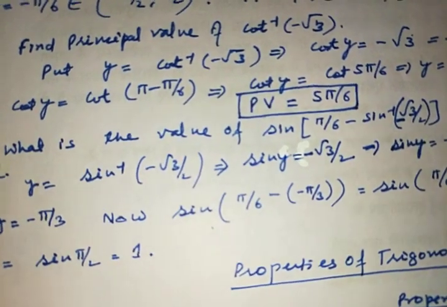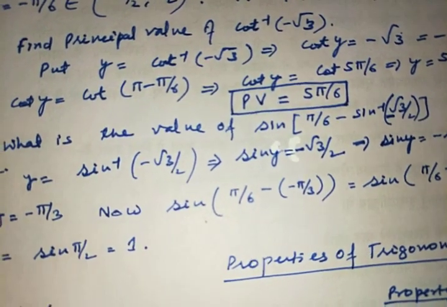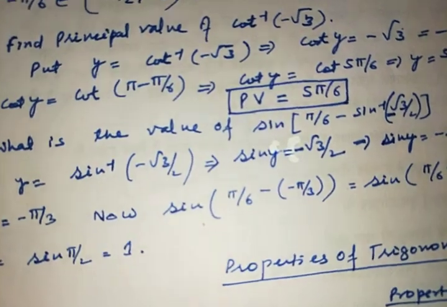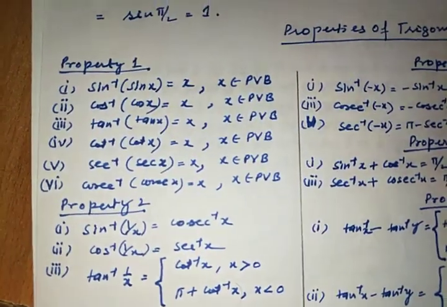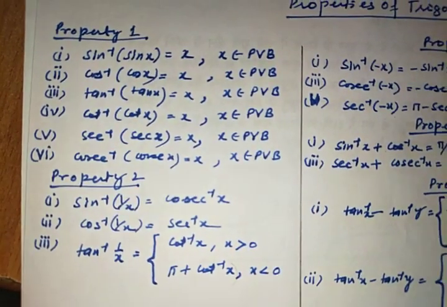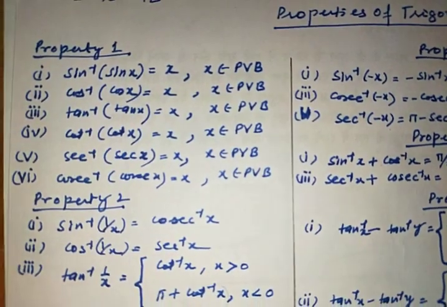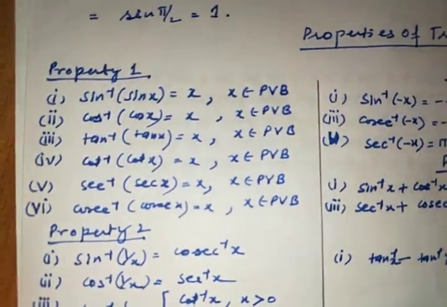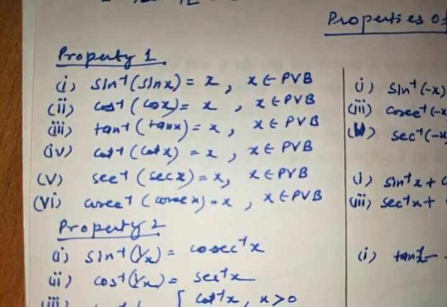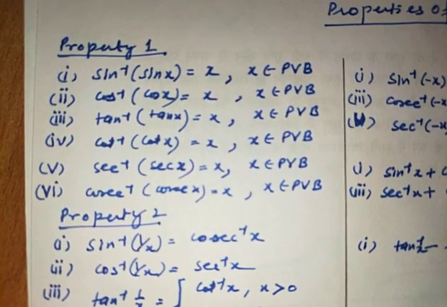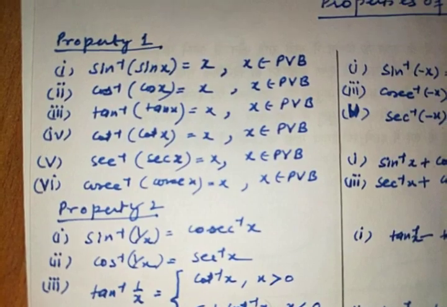Now children, I want to tell you certain properties of inverse trigonometric functions. These properties will be helpful while you solve other problems. So have a look at these properties. Please note these properties in your notebooks and learn them properly. Property 1 is sin inverse of sin x is equal to x, where x belongs to principal value branch. Similarly, cos inverse of cos x is equal to x, and there are 6 properties in property 1.